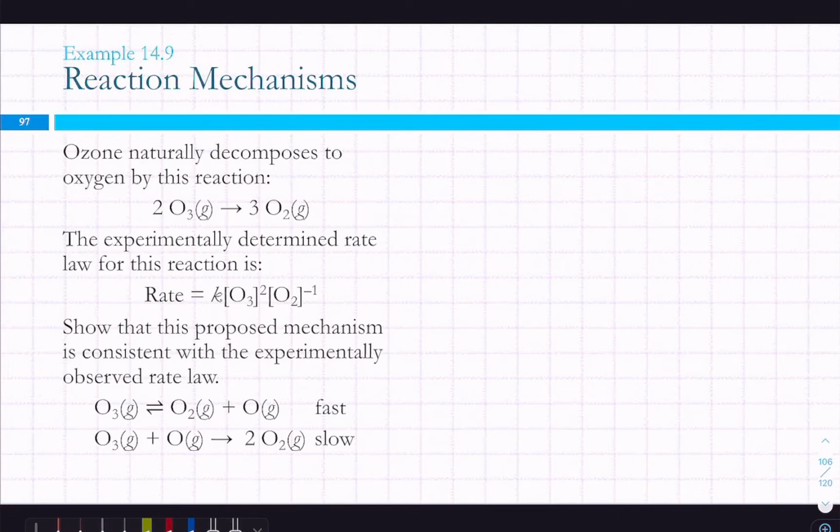Okay. That should have been enough time to get started.